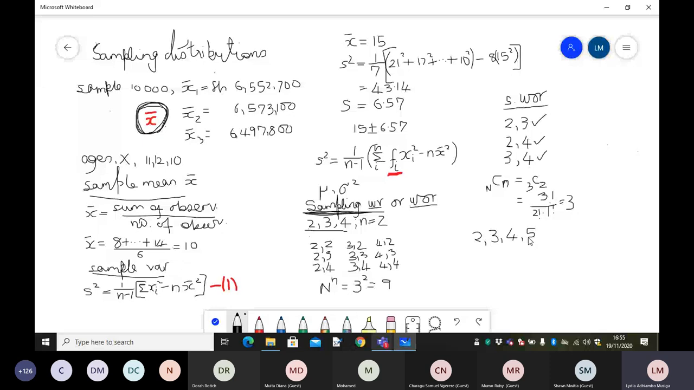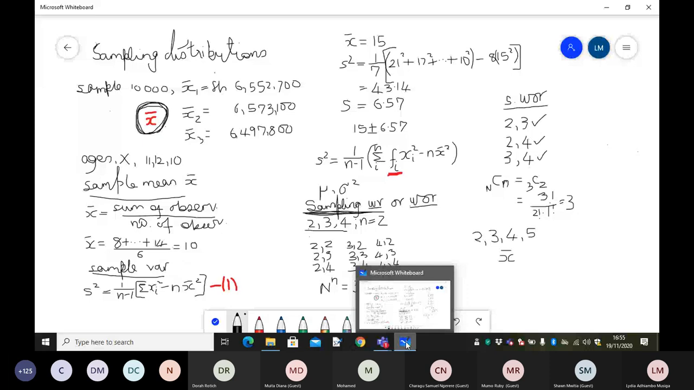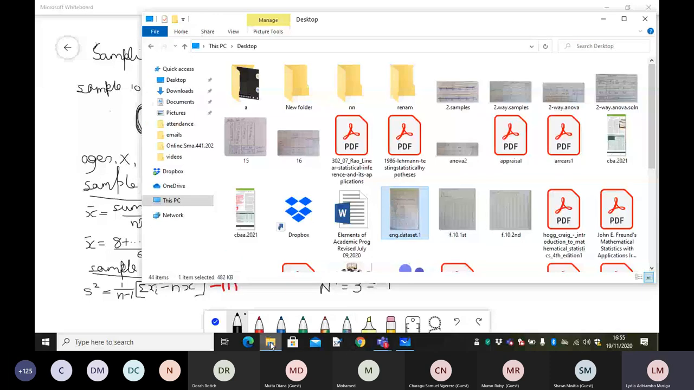Part 2, obtain the sampling distribution of the sample mean X bar. So we want to draw samples of size 2 WR, and we have 2, 3, 4, and 5. So of course we shall start with 2,2; 2,3; 2,4; 2,5. I have a slide on this, so let me present it. Where is it?